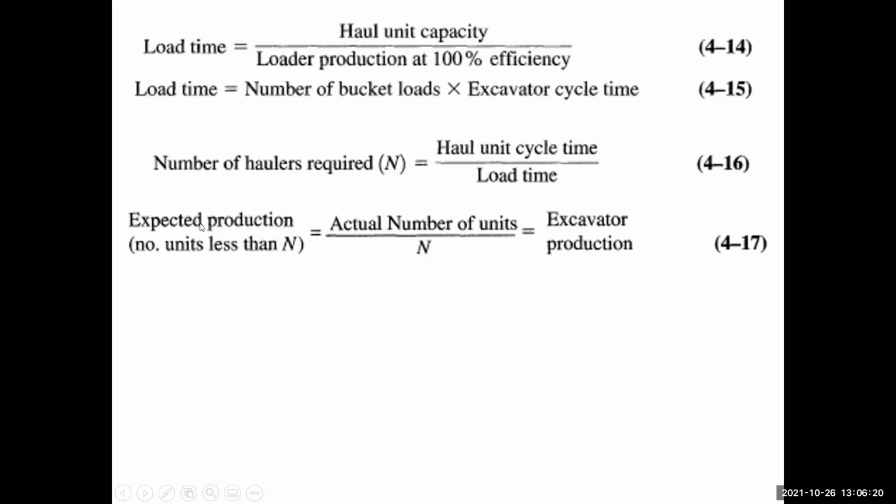And the expected production is equal to the actual number of units divided by the n, equal to excavator production. Well, these equations are of course given over here, but they more or less depend on the job conditions, and then we can apply these equations intuitively when we are going to solve the questions.